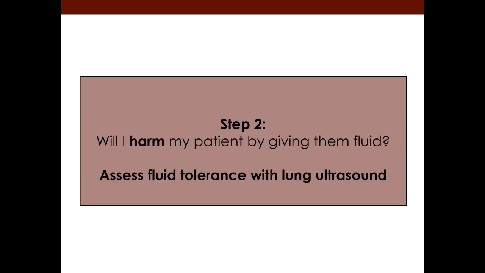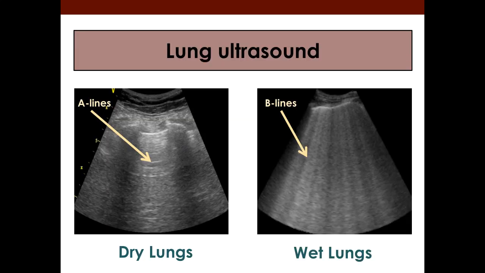All right, now let's talk about step 2. Will I harm my patient by giving them fluid? And this is where we're going to assess fluid tolerance with lung ultrasound. So when we're using lung ultrasound for this purpose, we're looking for the difference between dry lungs and wet lungs, basically the difference between A lines and B lines. For a detailed description of how to perform this ultrasound, please take a look at Unit 5, the Interstitial Syndromes lecture by Sarah Nickervan. The question for this lecture is how we are going to use lung ultrasound in our systematic ultrasound assessment of fluid status.